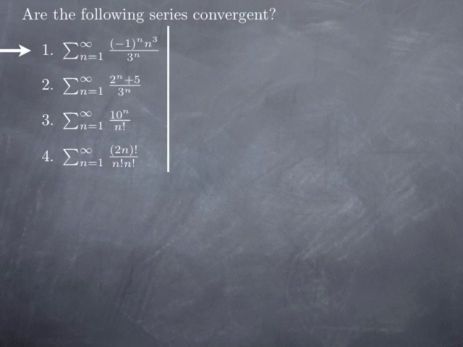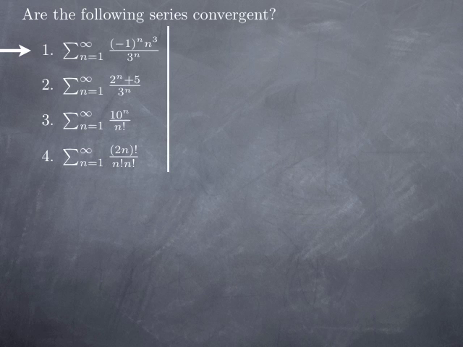So how do we use this ratio test? We're going to go through a few examples, and then in the next video we'll see more. So let's start with the series from 1 to infinity of (-1)^n times n cubed over 3^n, and we want to know whether this series is convergent or not.